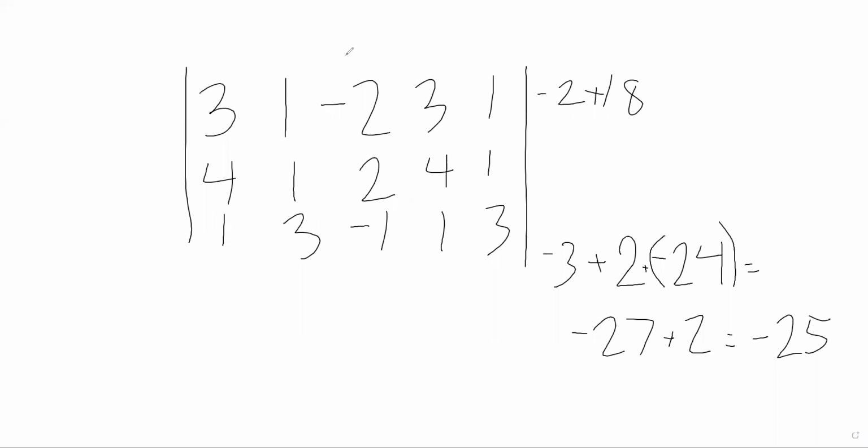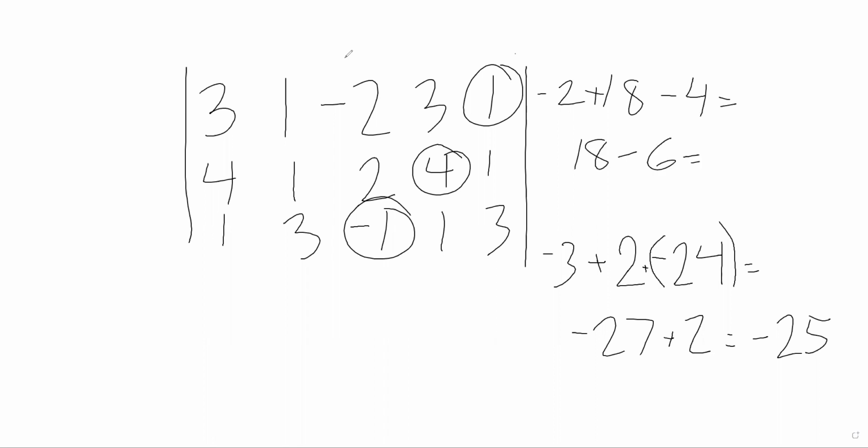And then 1 more. -1, 4, and 1. That last row. -1 times 1 times 4 equals -4. So 18 minus 4 equals 12. So we're left with -25 and 12. Let's not do that yet, actually.